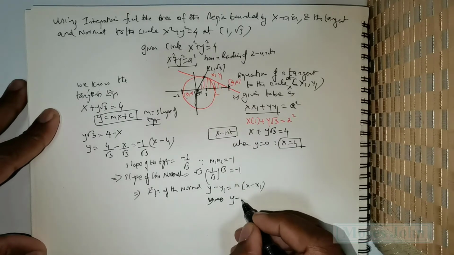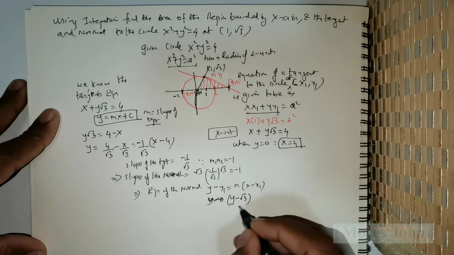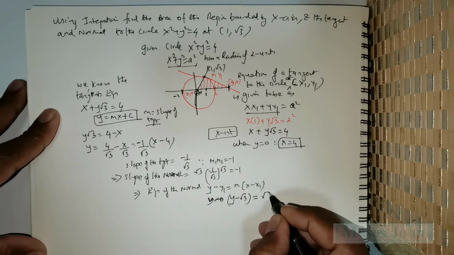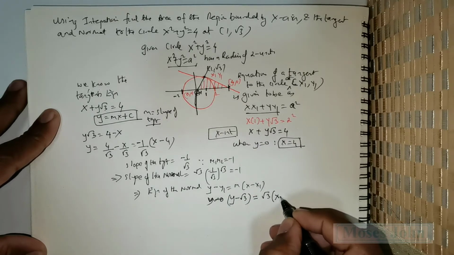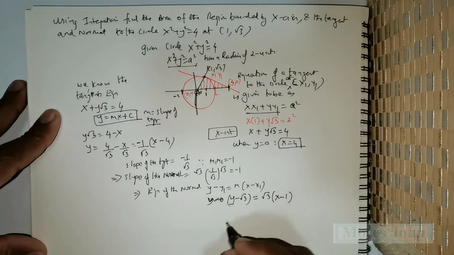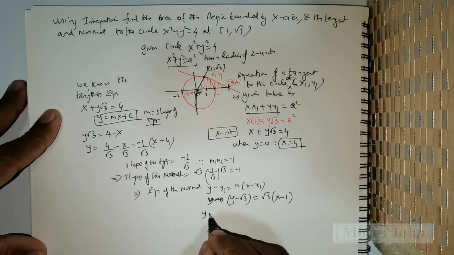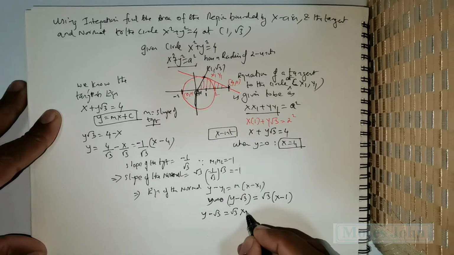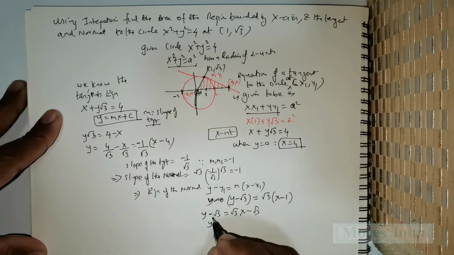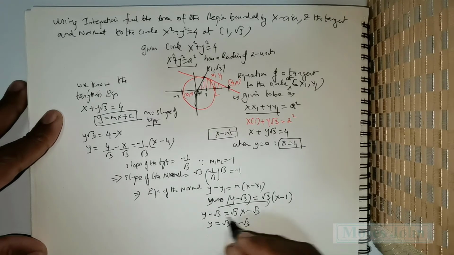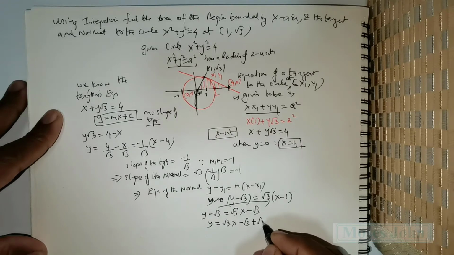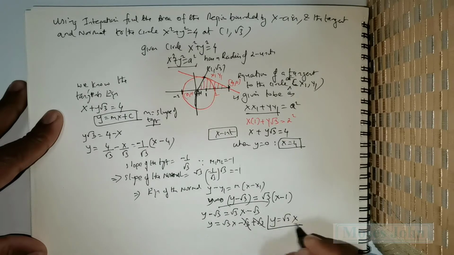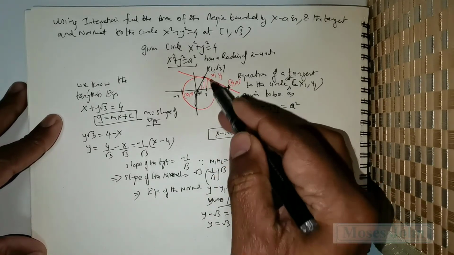So y minus root 3 is equal to, slope is root 3, times x minus x1, which is 1. So from here this is going to be y minus root 3 is equal to root 3 times x minus root 3. So this becomes y is equal to root 3 times x minus root 3. I move this root 3 to the other side, it becomes positive root 3. They get cancelled, giving me y is equal to root 3 times x. So I've got the equations of this line.